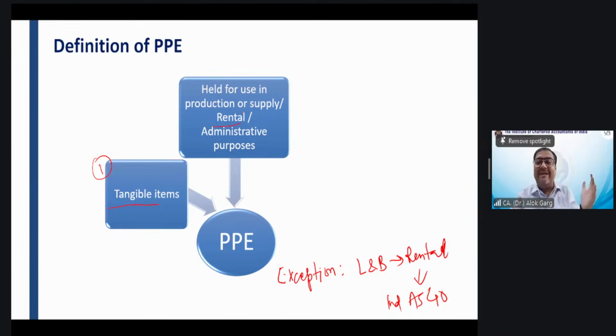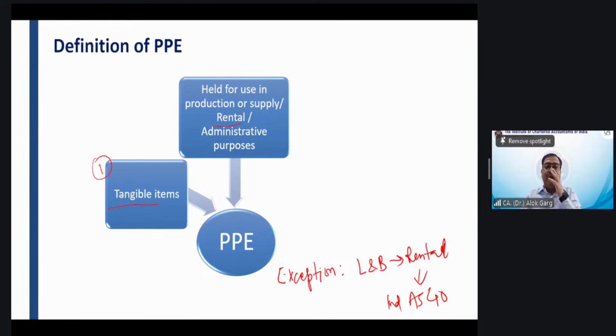If they are taking a crane on a rental basis, somebody is giving them a crane on a rental basis, yes or no? It means some company, some entity has purchased a crane and they are giving the crane on a rental basis. Yes. So tell me, in the books of those companies, what is the nature of the crane? Is it PP&E or is it investment property?